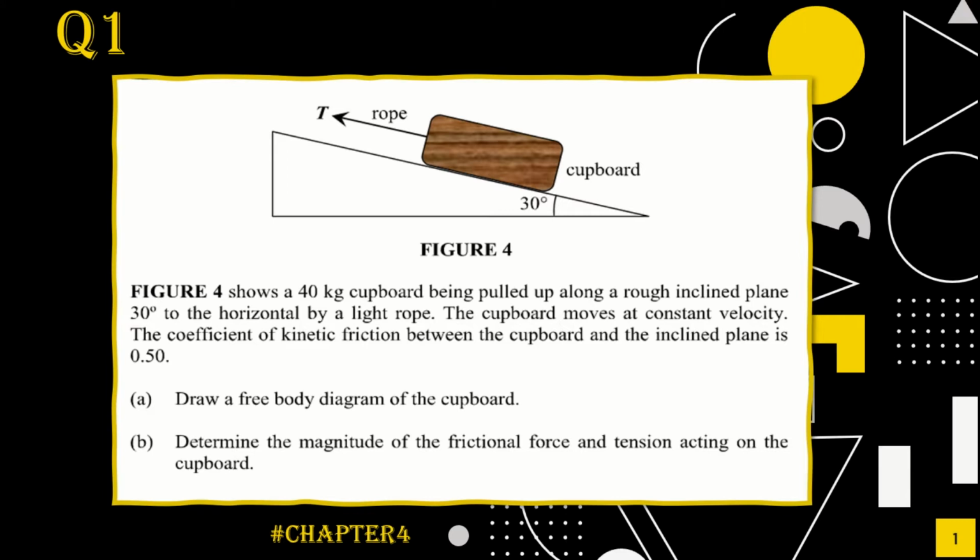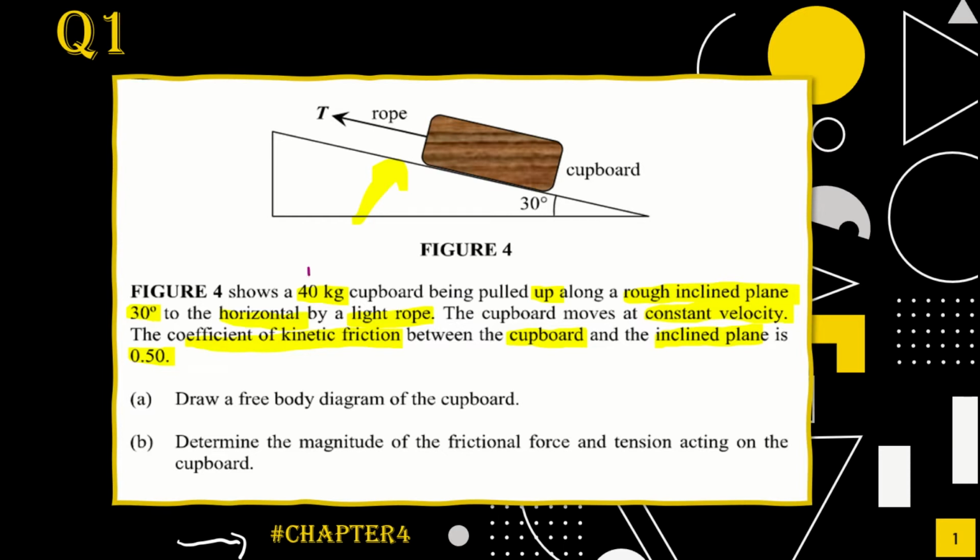So our first question is from chapter 4. Okay, and the question is, we have a figure 4 here. Okay, we have a cupboard. So figure 4 shows a 40 kilogram cupboard being pulled up along a rough inclined plane. So we have an inclined plane 30 degrees to the horizontal by a light rope. Okay, the cupboard moved at a constant velocity, and the coefficient of kinetic friction between the cupboard and the inclined plane is 0.5. So we take out the information we have in this question.